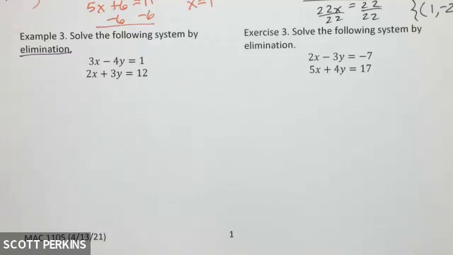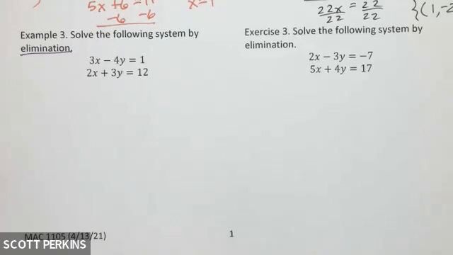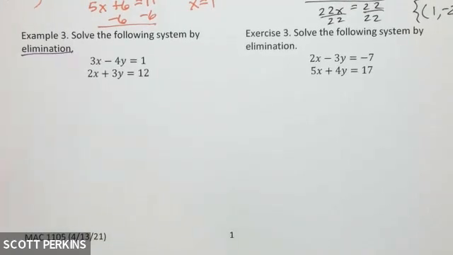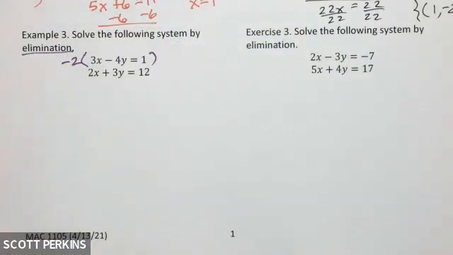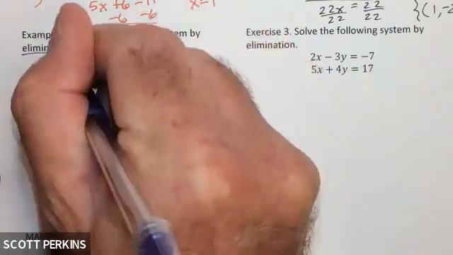Negative 2 and 3. So when you say that, you're trying to cancel out the what's? The x's. Great. It doesn't matter if you cancel the x's or y's. I'm just going to go with what I heard first. And so what I was told is we're going to multiply the top equation by negative 2 and the bottom equation by 3.